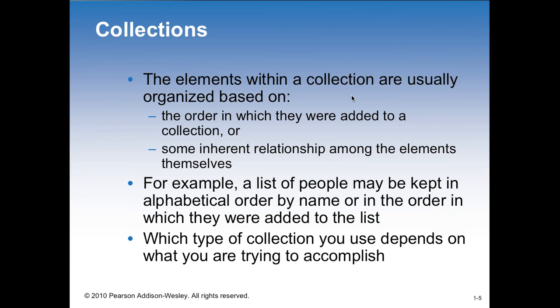So here's an example. A couple more examples down here. For example, a list of people may be kept in alphabetical order by the name, or the order in which they were added to the list. Well, people we organize alphabetically by last name normally. That's how people get ordered.